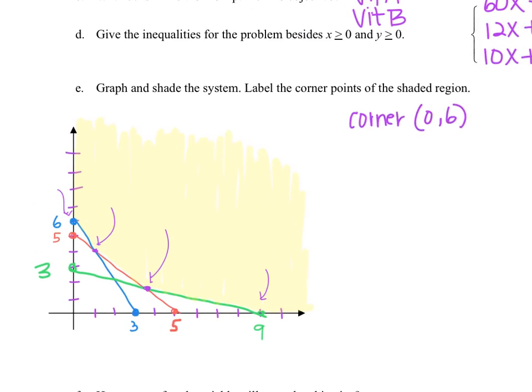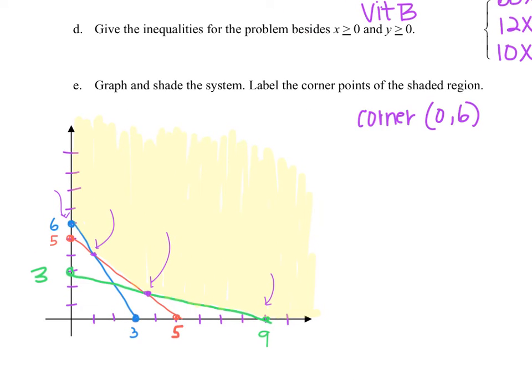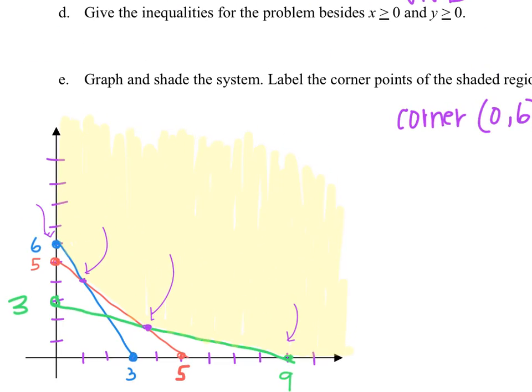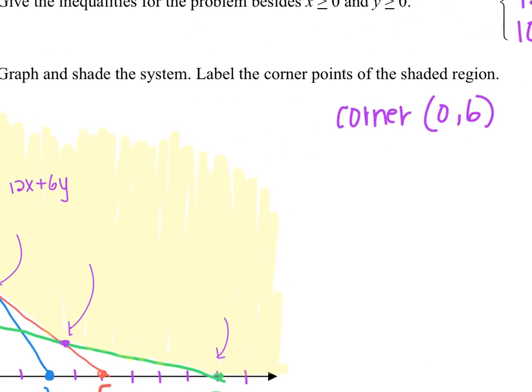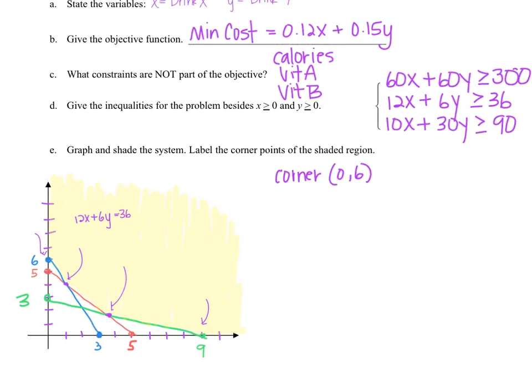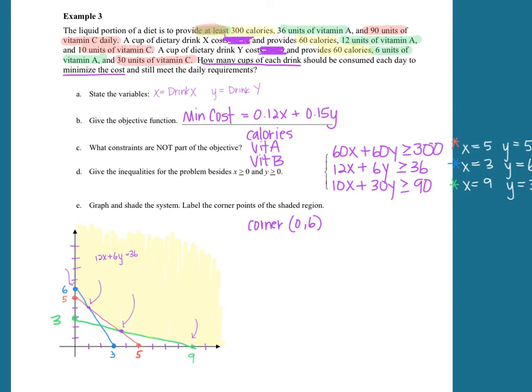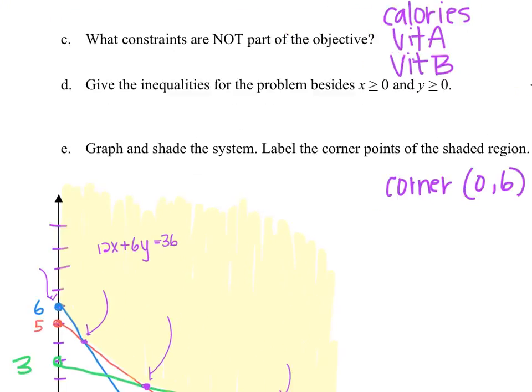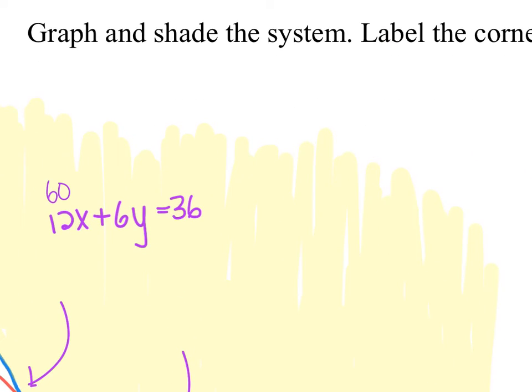Okay, the next corner point is the intersection of the blue line with the red line. So my blue came from 12x plus 6y being equal to 36, and then intersecting with the red line, 60x plus 60y equals 300. So that's the first system that we would solve.